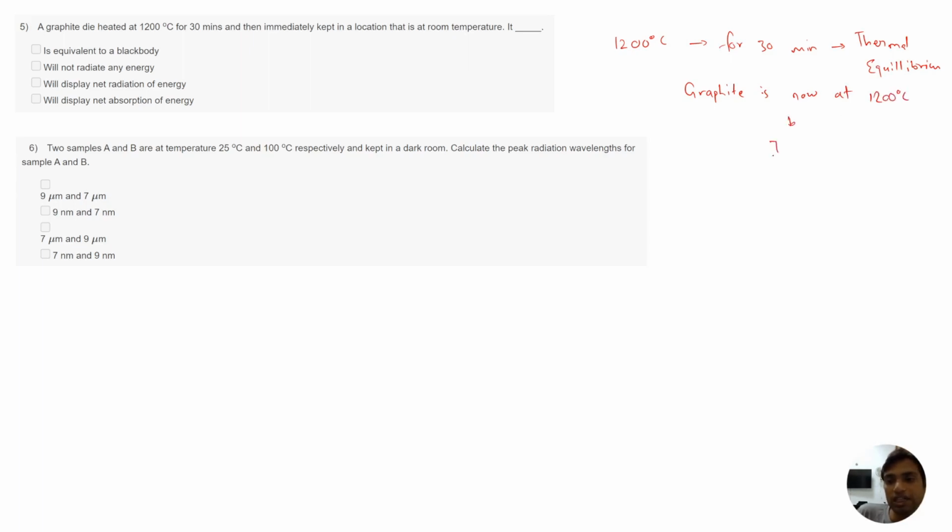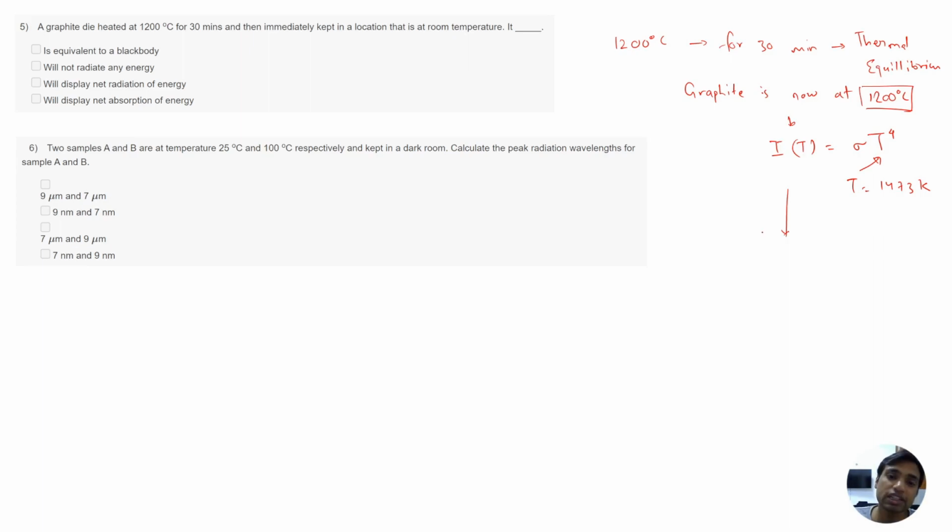That means it is emitting at intensity I of T equal to sigma T to the power 4, where temperature is in Kelvin, 1200 plus 273. So T is equal to 1473 Kelvin, you have to put it here, and whatever intensity you get, it is the intensity at which that graphite is radiating energy.